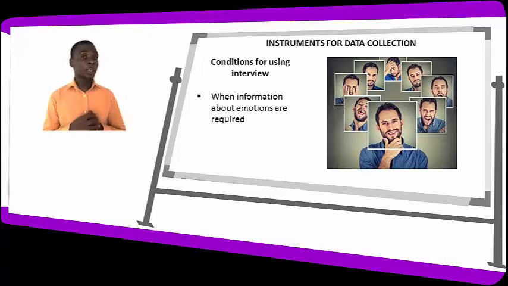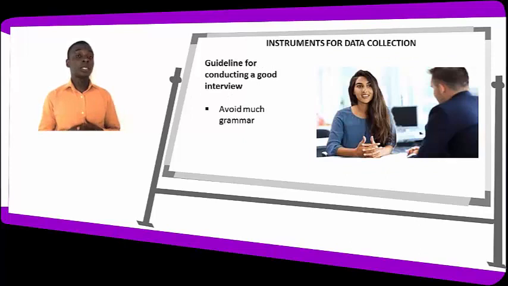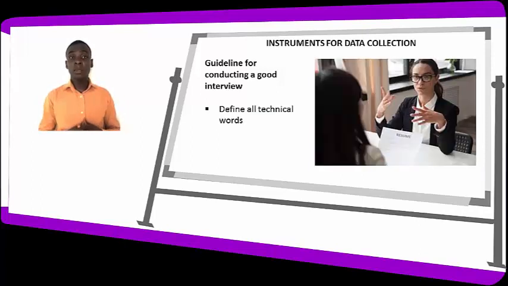Now there are some guidelines for conducting a good interview. Don't forget we did interview and we also will look at observation. So now let's look at some guidelines for conducting a good interview. Number 1, avoid much grammar. Make the sentence simple and self-explanatory. Use simple words that the person could understand, because you don't know the level of the person's education. Number 2, define all technical words. Try to define the technical words so that the person can understand better.